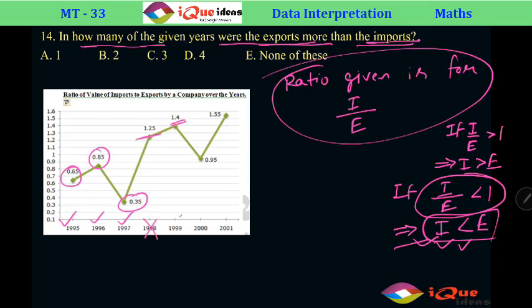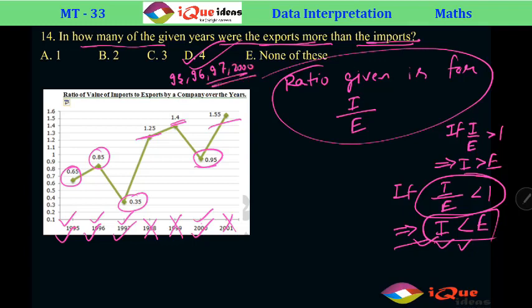1999 is also more than 1, so this will not be taken. In 2000 the ratio is 0.95, that is less than 1, so this also has to be taken. 2001 it is 1.55, right, so not to be taken. So 1, 2, 3 and 4 years was the situation where import was less than export, that is, export more than imports. If you look at the options, D option is the correct answer and the years are 95, 96, 97 and 2000.